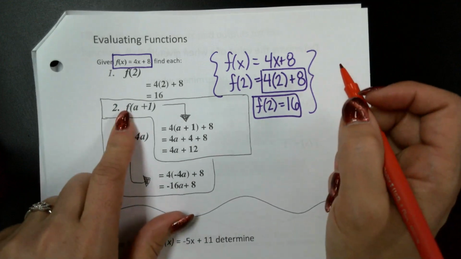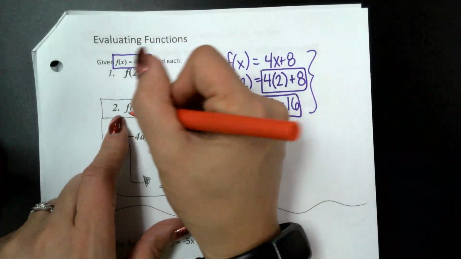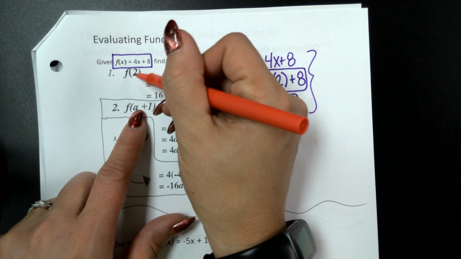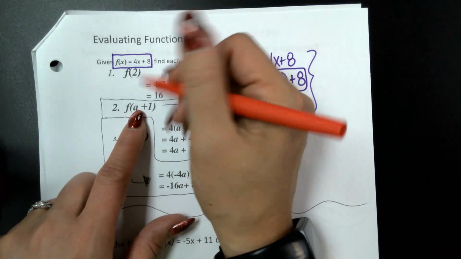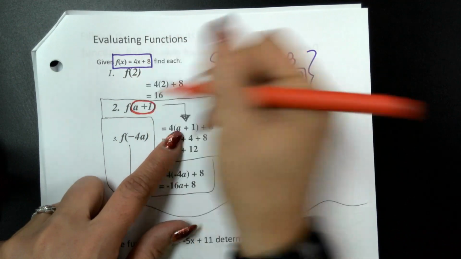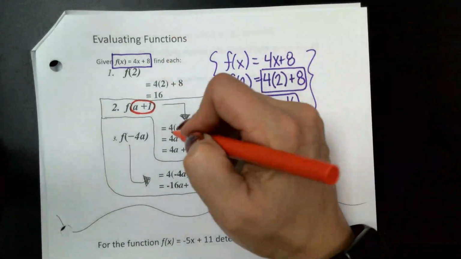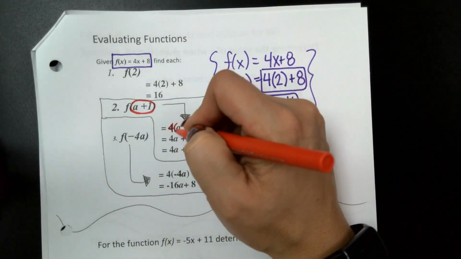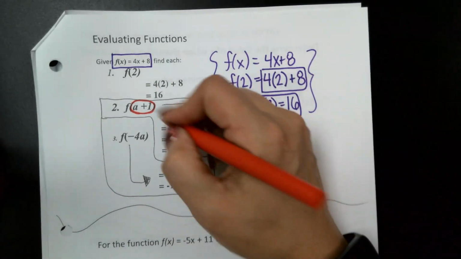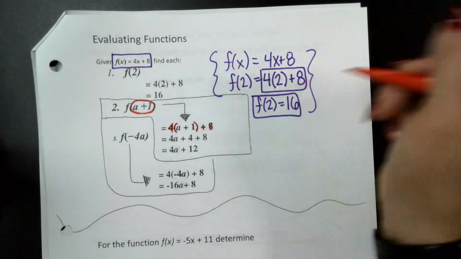And then for number 2, instead of telling us that x is just a number, like up here they gave us just a single digit number of 2, they're now giving us this expression. So they're saying wherever you see the letter x, they want you to plug in a plus 1. So again, next to the 4, instead of writing the letter x, they plugged in the a plus 1, and then they just brought down the plus 8.